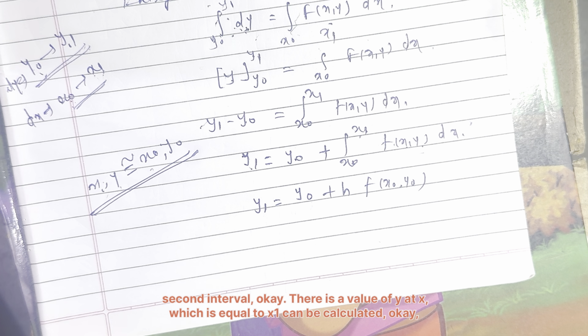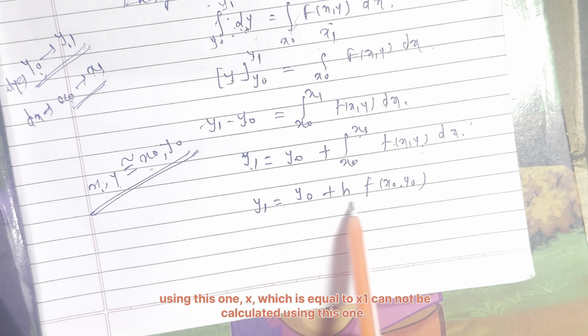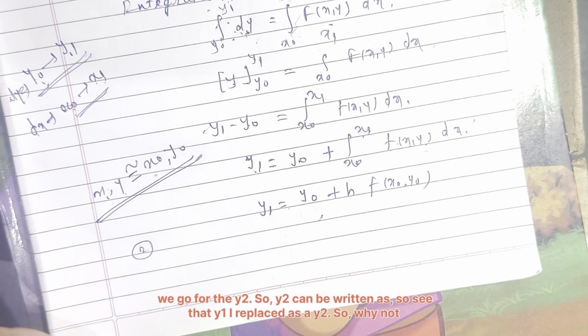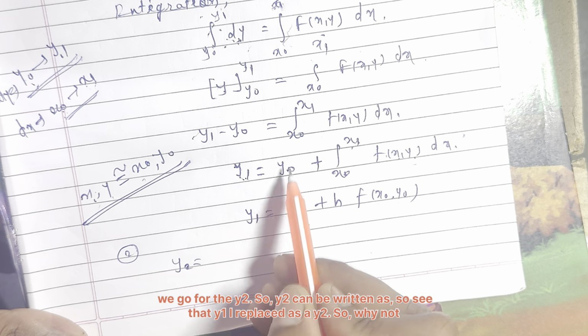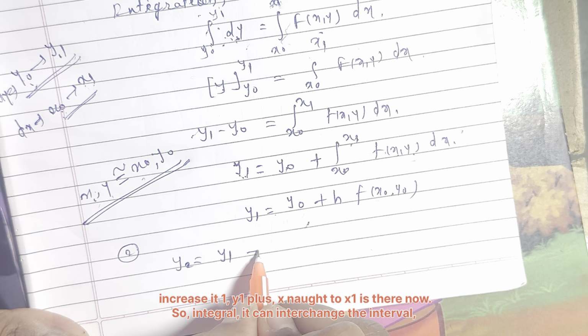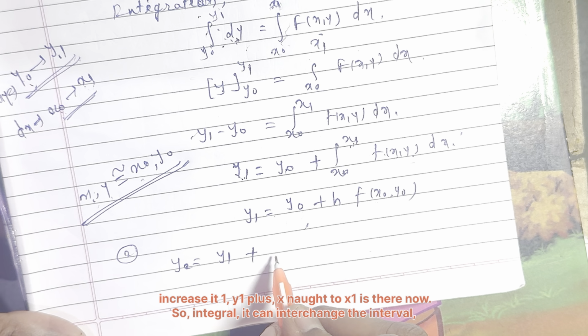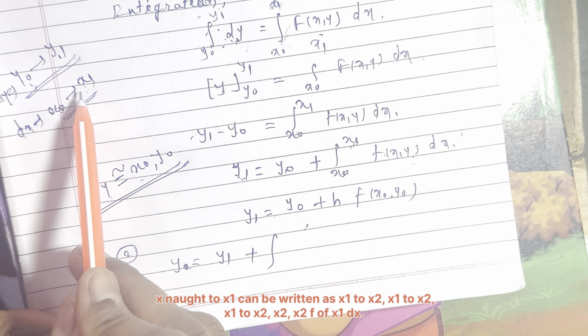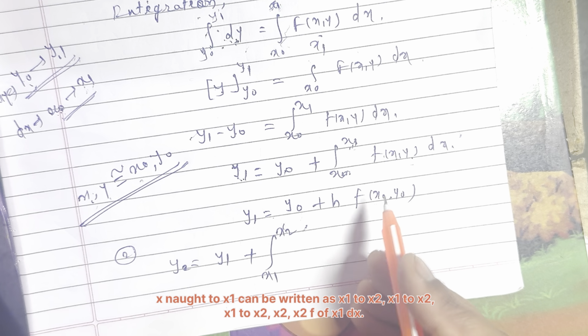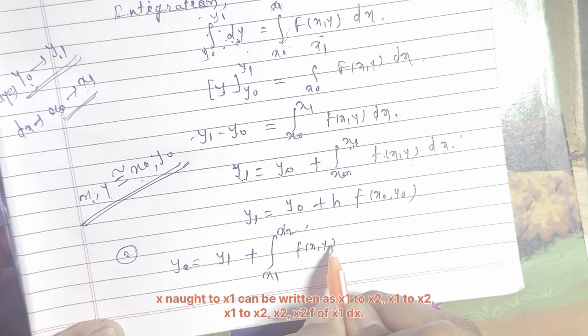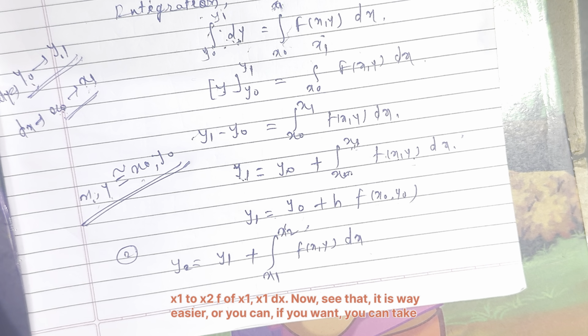The value of y at x equal to x1 can be calculated using this one. So we have to go for the similar iteration for y2. For the second iteration we go for y2. So y2 can be written as, see that y1 I replace as y2, so y0 increased to y1, plus the integral from x0 to x1. Now interchange the interval: x0 to x1 can be written as x1 to x2, the integral from x1 to x2 of f of x, y dx.